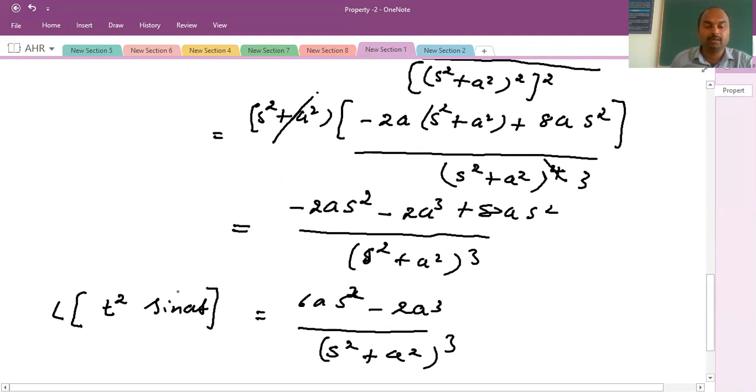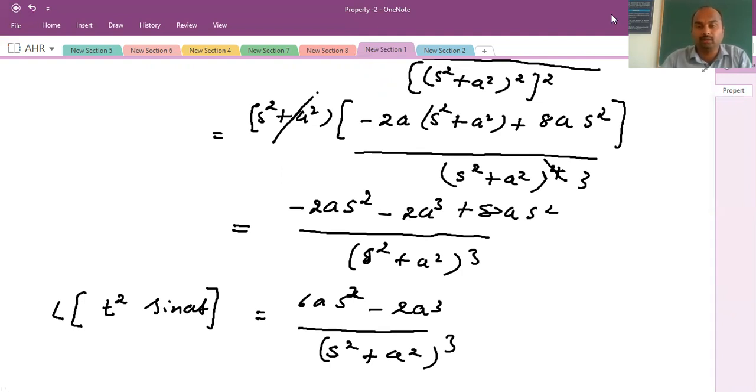So we can extend this method to t cube or t to the power of 4 and so on.